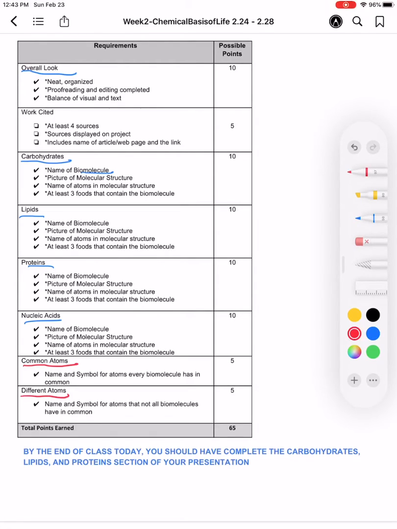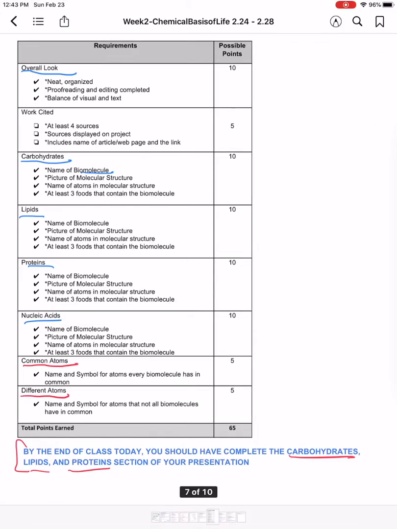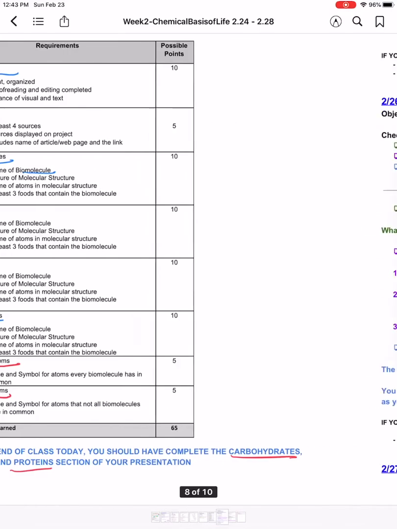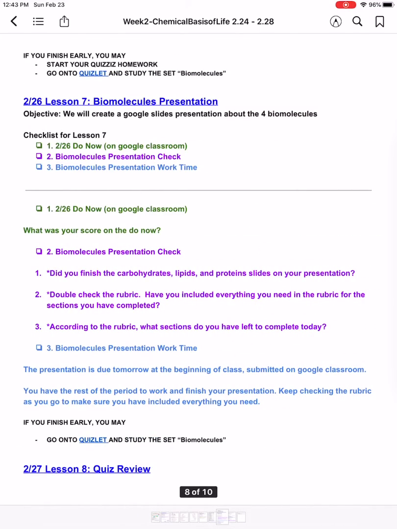By the end of Tuesday, you should have completed the carbs, lipids, and protein section because Wednesday is going to be a really short day. On Wednesday, you just want to make sure it looks neat, finish up nucleic acids, common and different atoms, and then move on. But Wednesday, make sure that you complete that check. You have the work time.